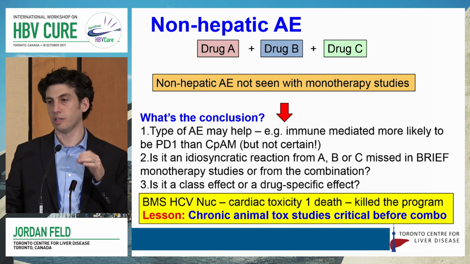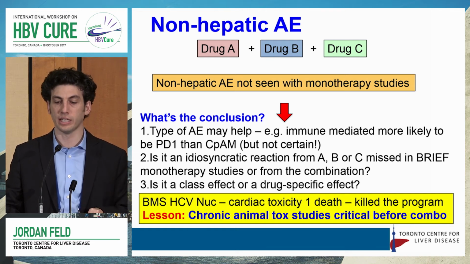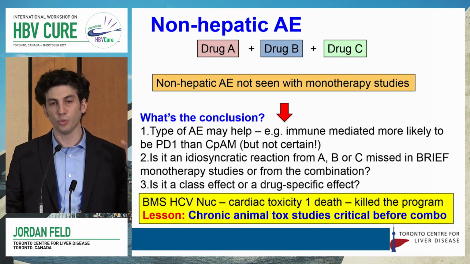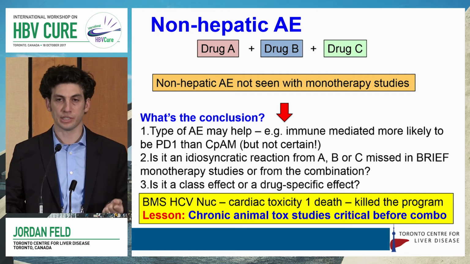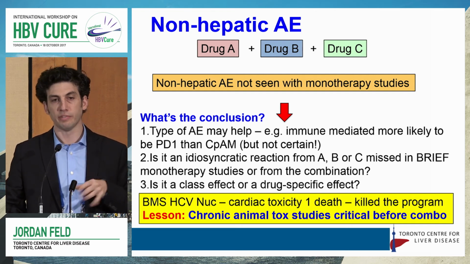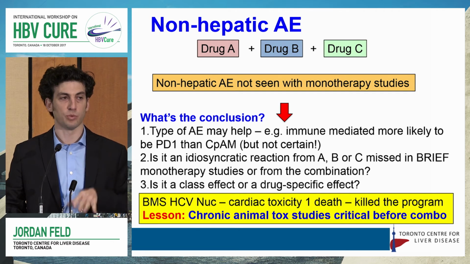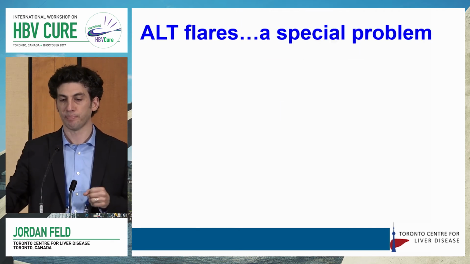And the FDA has said very clearly that the lesson from this is that you do need to do chronic animal toxicity studies before you put them in a combination. So you really need to know the safety of each drug given for a long time in animal studies. These are expensive studies, but I think the FDA has had a bit of a jaundiced view after this experience and has really pushed that this is a clear point, and I'll show you where they've said that.